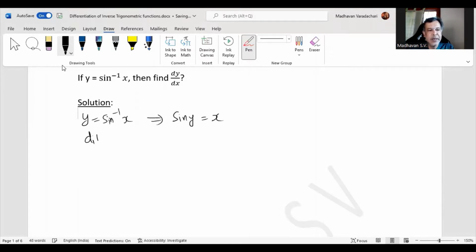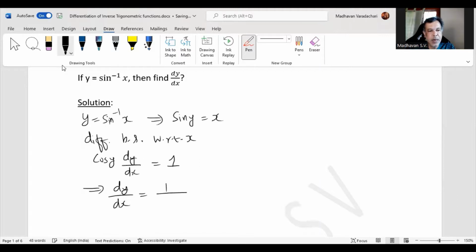Now, let us differentiate both sides with respect to x. So if I differentiate sine y, it is cos y, but it is to be differentiated with respect to x, so we'll be multiplying it with dy by dx. That is equal to, if I differentiate x with respect to x, it is 1, which means our dy by dx is nothing but 1 divided by cos y.